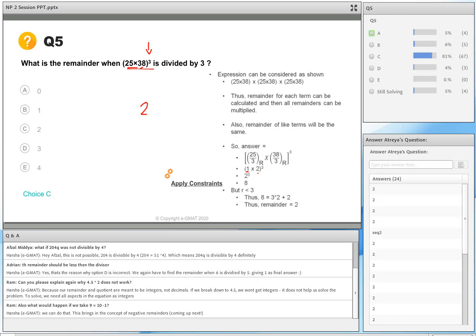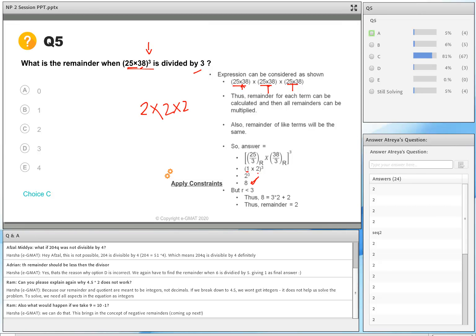And what does that mean? It means that I have this written 3 times all over. So if this gives me a remainder of 2, the same expression over here and here would give me a remainder of 2 as well. So 2 times 2 times 2 is my total remainder. Now 2 times 2 times 2 is equal to 8. So 8 is my final answer.